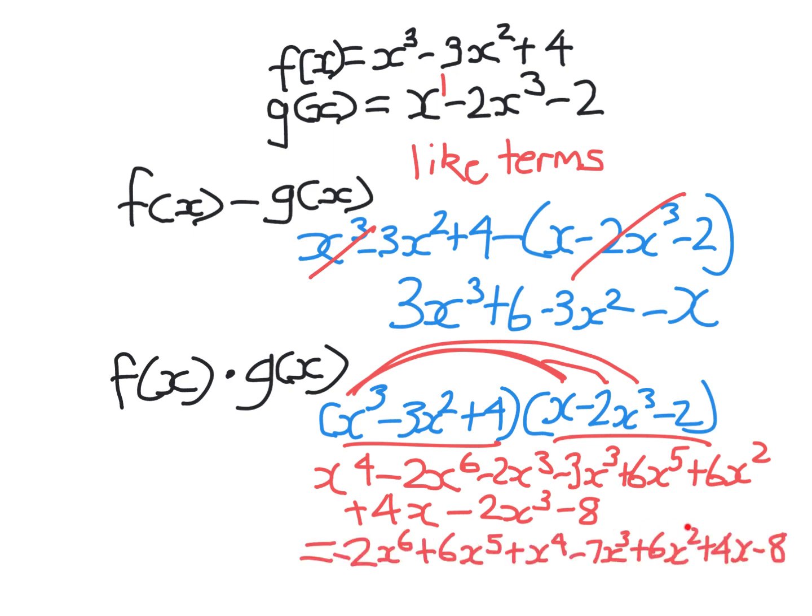And here we have our answer after collecting like terms. So when you multiply together two degree 3 polynomials, you end up getting a degree 6 polynomial. So multiplying polynomials is easy. It just takes a long time. When you add, subtract, or multiply together two polynomials, the result is itself a polynomial.